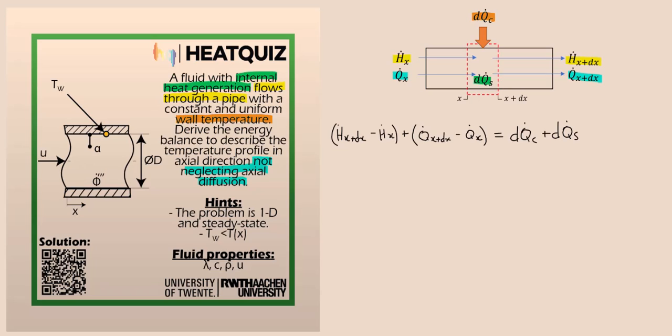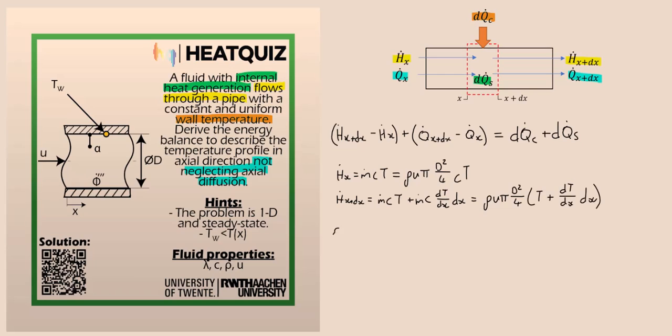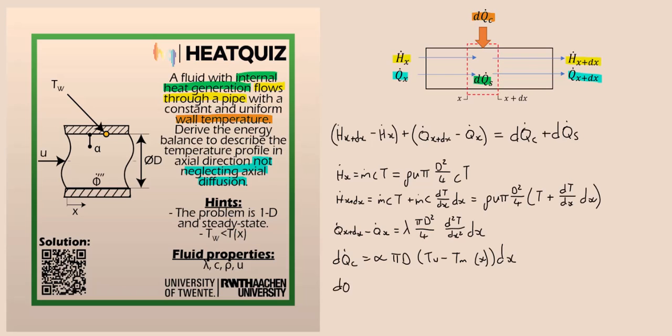And now we can define all of these components. The convective heat transfer will be based on Newton's law of cooling. And Tm here refers to the mean temperature within the pipe. And then finally, the internal heat generation.